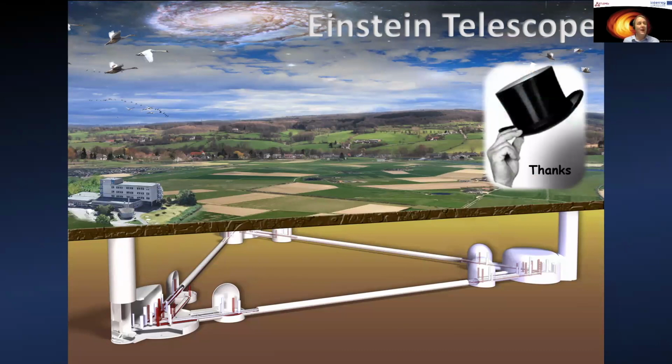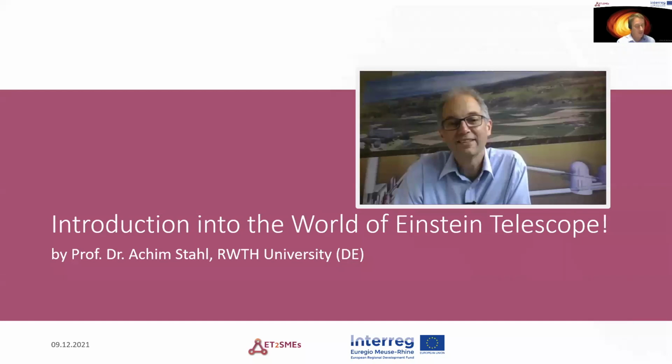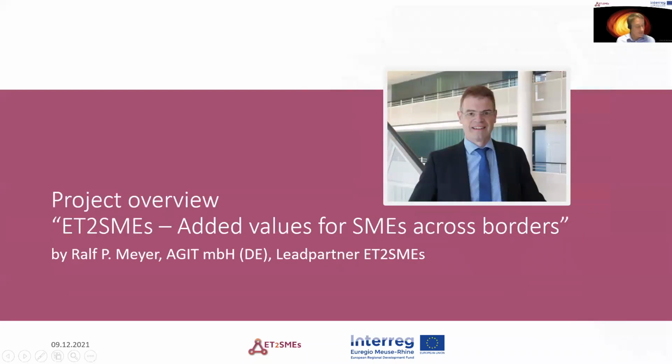Professor Stahl, thank you very much for this interesting introduction to the Einstein Telescope. A question can be asked after the talks again. So now we know why we do need an Einstein Telescope. Now we can get more into detail about how we can get the Einstein Telescope. For this, Ralf Meyer will present the project ET2SMEs, which is one of 3 projects in the Euregio Meuse-Rhine: ET Pathfinder, ETS, and ET2SMEs. The special thing about ET2SMEs is that we focus on the industry. So, Ralf, the stage is yours.